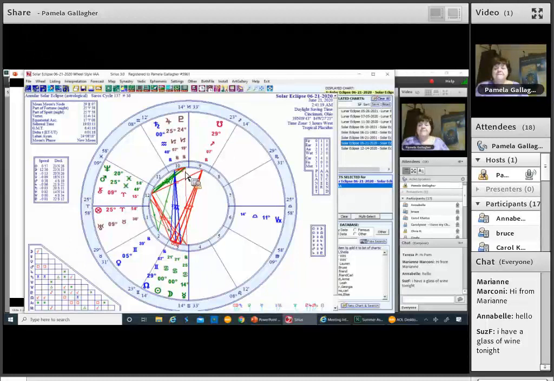Now, I want to go to the next. Eclipses happen every 6 months. We have a new moon and a full moon every single month, but when they line up close to the nodal axis of the moon, it becomes an eclipse because that's when we get the shadow, which is what eclipse means.